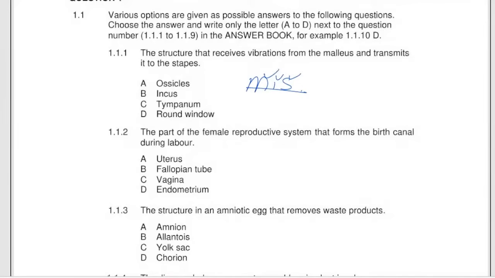So we are saying that it receives vibration from the malleus and then transmits it to the stapes. You see that if it is from malleus to stapes, it means that the answer is supposed to be the middle bone, which is incus. So it's incus in that regard.